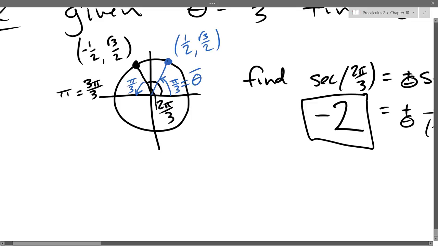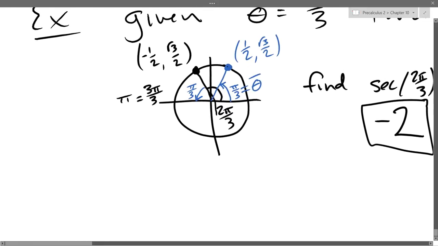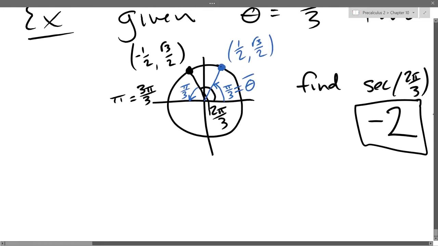A really good way for partial credit is draw a good picture. If I can see that maybe you got the wrong angle here, but you at least knew it was the angle going from our second quadrant angle back to the x-axis. Maybe you just got the numbers wrong over here. You can get partial credit just for your unit circle and what you've drawn inside of it. So we'll do another example.